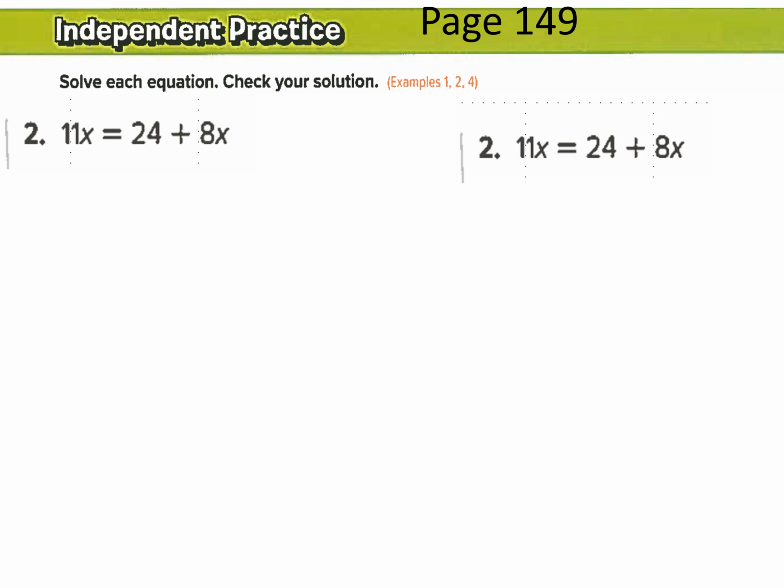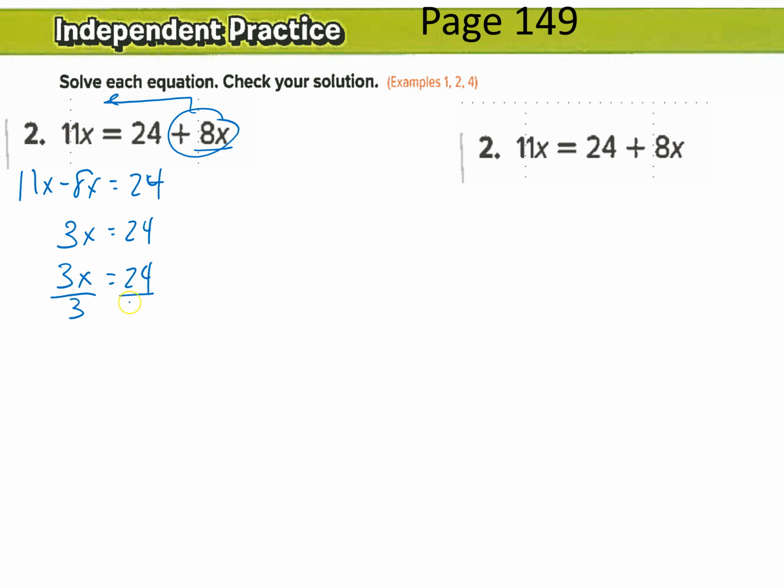Next problem. 11 times x equals 24 plus 8x. And notice I like to move the smaller one. You can do it either way, but I like to avoid negative coefficients. So when this goes over to this side, I have 11x minus 8x equals 24. No need to move the 24. 11x minus 8x gives you 3 times x equals 24. The opposite of multiplication is division, so I'm going to divide both sides by 3. That gives me x equals 8.